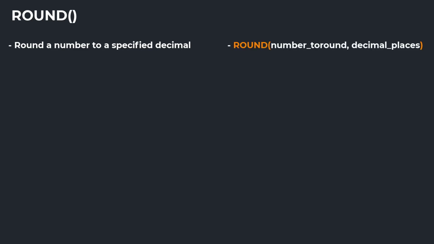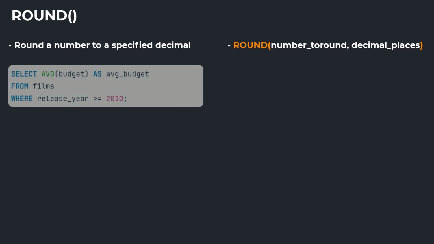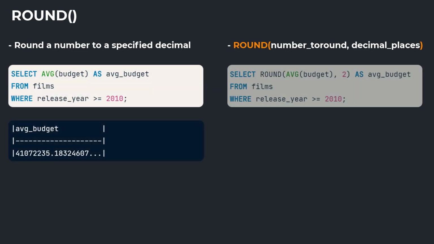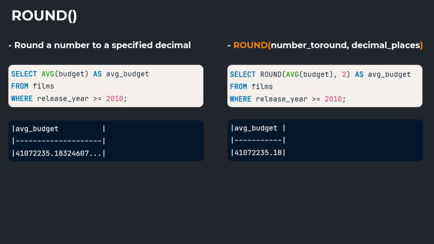Now that we are doing all sorts of things with our numerical values, we'll likely want to clean up some of the crazy decimals that might appear. In SQL, we can use round to round our number to a specified decimal. There are 2 parameters for round, the number we want to round, and the decimal place we want to round to. Here we have recalculated the same average budget as before, but this time we have included round and specified we want to round to 2 decimal places because we are dealing with currency.